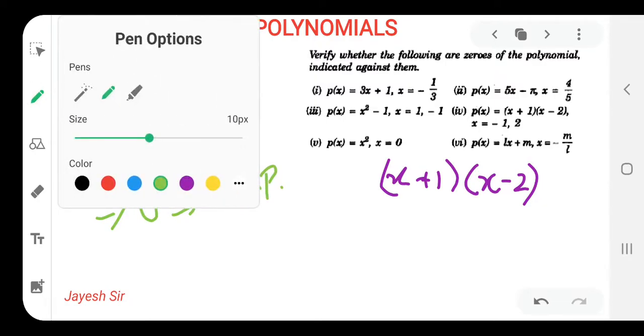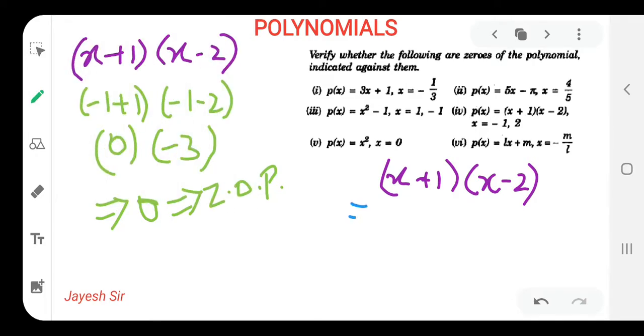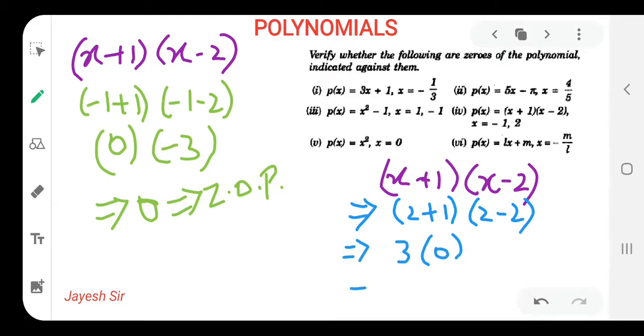So let's solve over here and get our answer and verify that value of 2 satisfies or not. 2 plus 1 and 2 minus 2. Now 2 plus 1 is 3 and 2 minus 2 means 0. Anything multiplied by 0 will give our answer as 0. This is also a zero of our polynomial. I hope friends you all might have understood and cleared your concept properly.